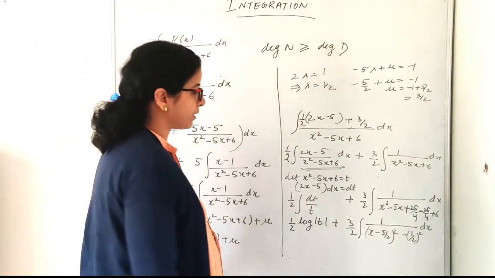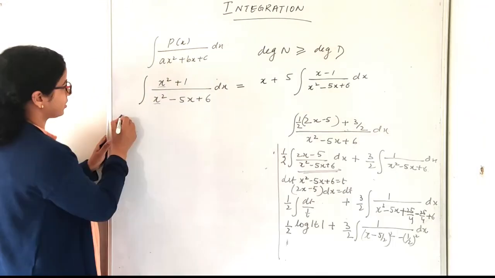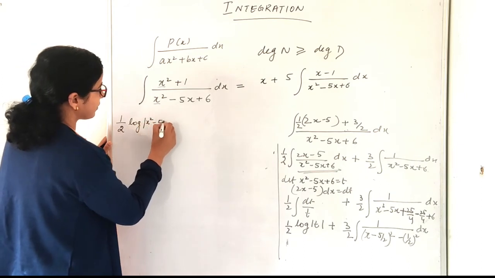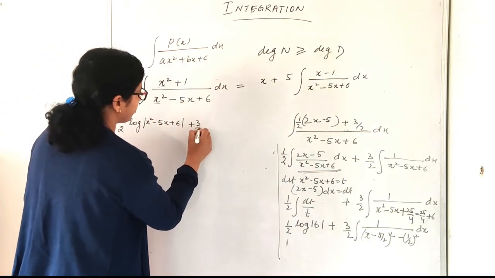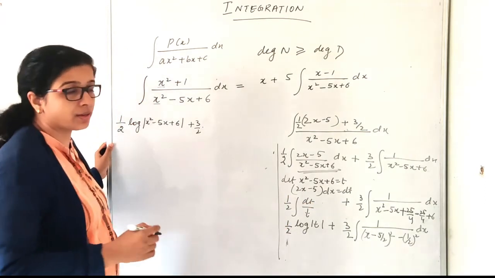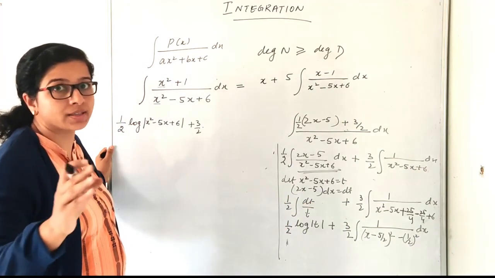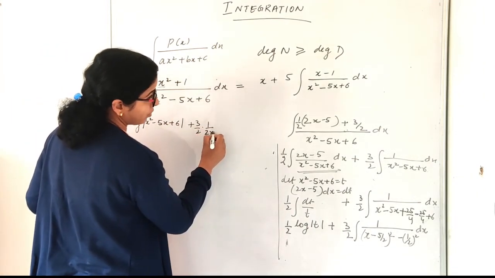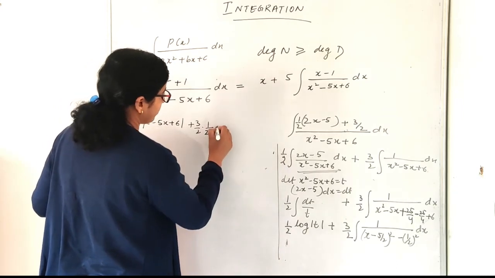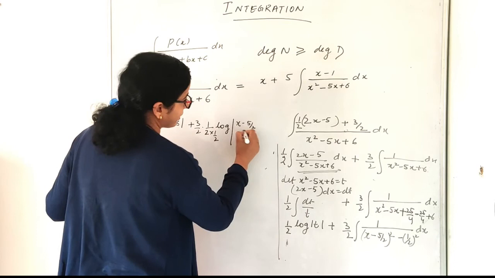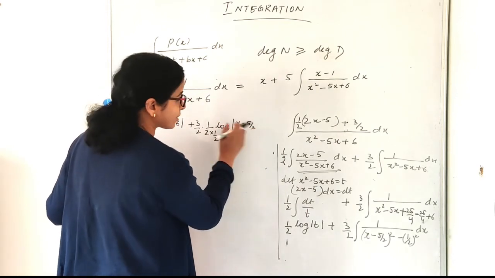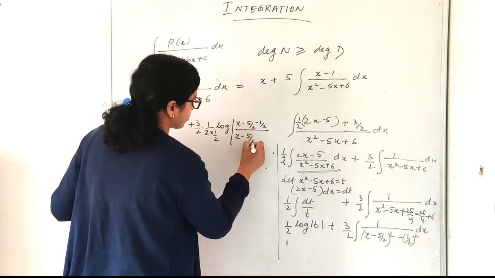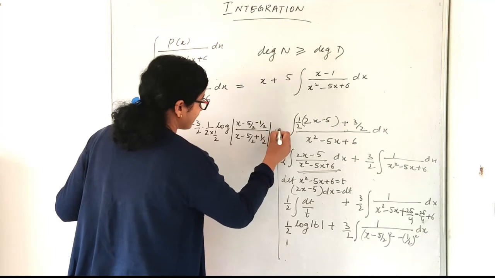Now we will apply the formula. Let us check what the formula will be. So now it will become 1 by 2 log, substituting the value of t, x square minus 5x plus 6, plus 3 by 2. And the formula for 1 upon x square minus a square is 1 upon 2a log of x minus a upon x plus a. Let us substitute that formula. So 1 upon 2a, 2 into the value of a, is 1 by 2 log. In place of x, I have x minus 5 by 2. So I'll write x minus 5 by 2 minus 1 by 2 upon x minus 5 by 2 plus 1 by 2, plus c.